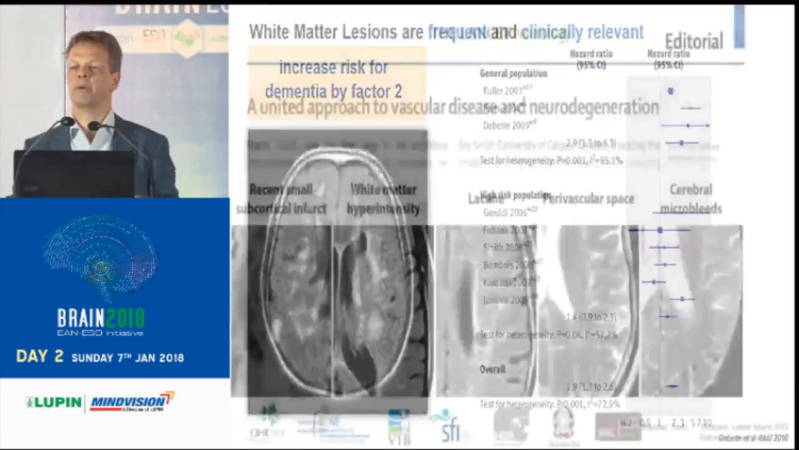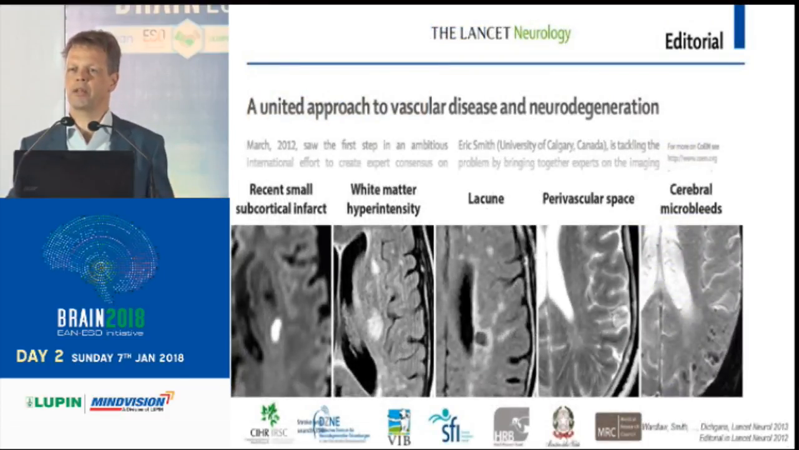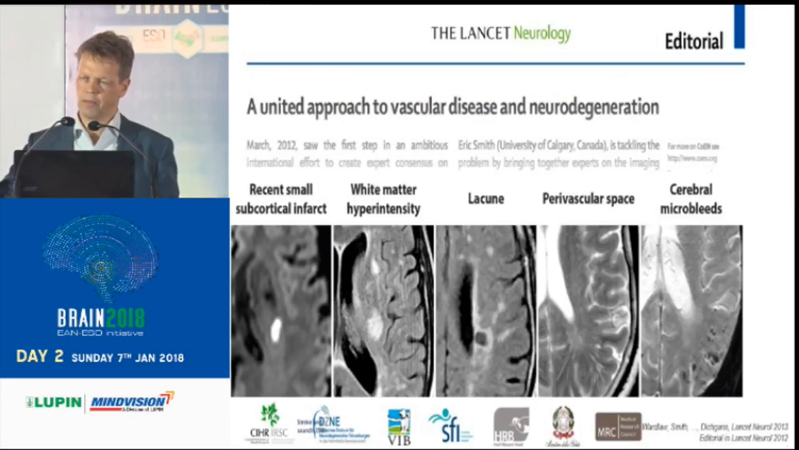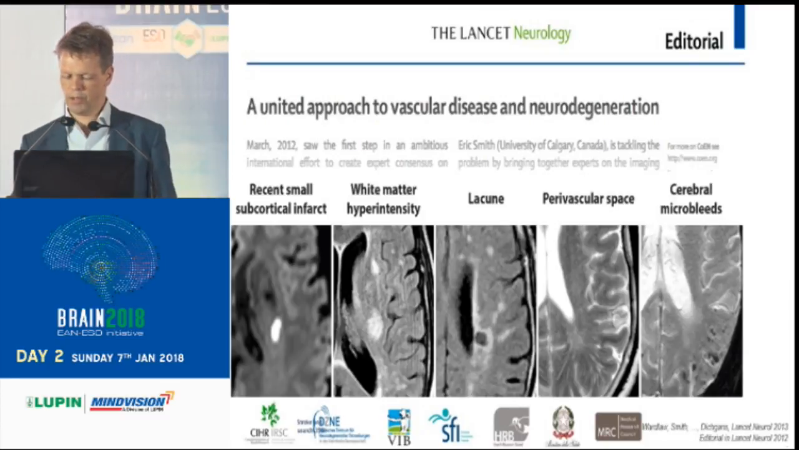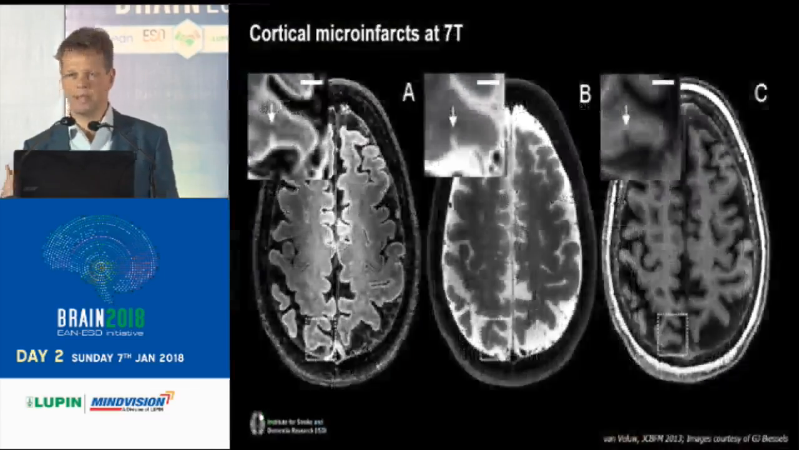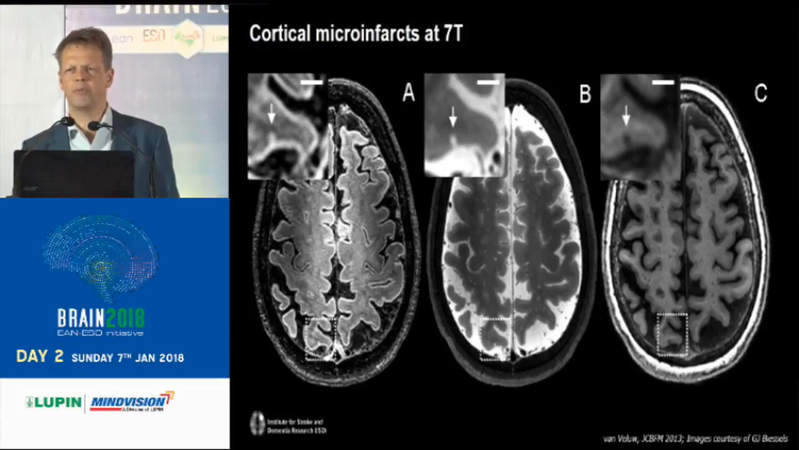Again, there's a broad range of vascular lesions on MRI. All of them have been associated with VCI, with cognitive impairment: acute infarcts, white matter hyperintensities, lacunes, so these cystic cavities, dilated perivascular spaces, and cerebral microbleeds. And also these microinfarcts, which we're just starting to understand. They're extremely common in elderly brains, hundreds and thousands of these lesions, and they are also associated with cognitive decline.